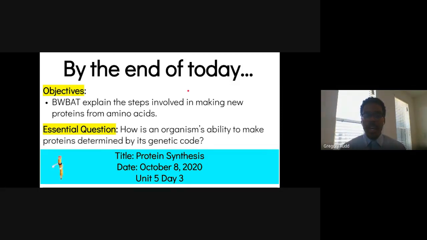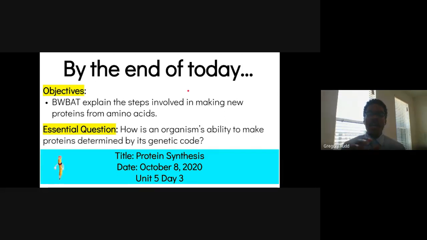At this point, you should be taking out your notes and getting ready to write down some important concepts, some new words that we'll introduce today, as well as to do some practice problems that we'll walk through. The objective of today's lesson: biologists will be able to explain the steps involved in making new proteins from amino acids. So we'll talk in the beginning stages about that.